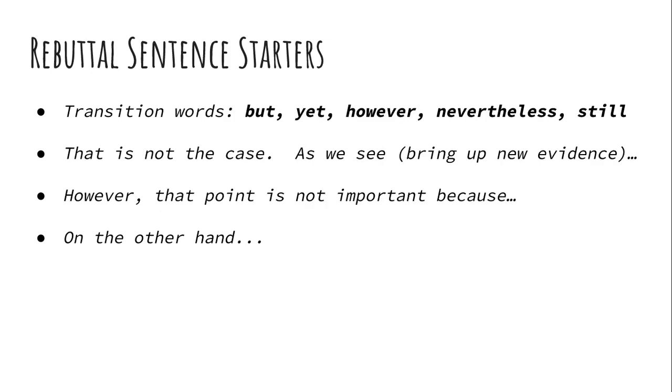In the rebuttal, you always want to make sure, again, that there's a transition word like but, yet, however, nevertheless, still, and then you can include sentence starters like that is not the case, as we see, add in your new evidence, or however, that point is not important because, or something like on the other hand. So this is just a brief overview of how to write a counterargument and rebuttal. Now it's your turn to try it when you write your argumentative essay.